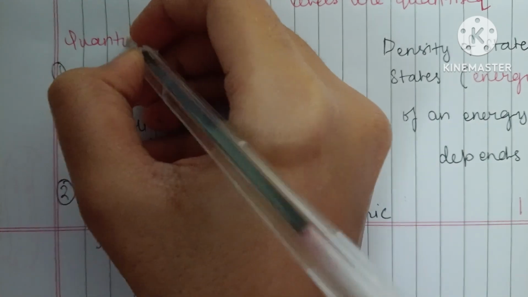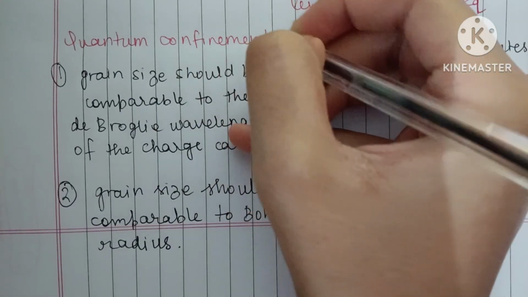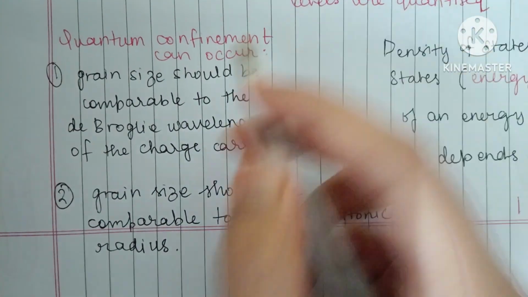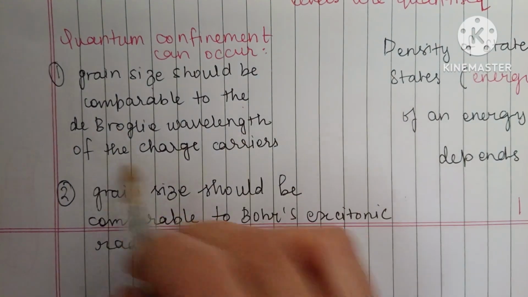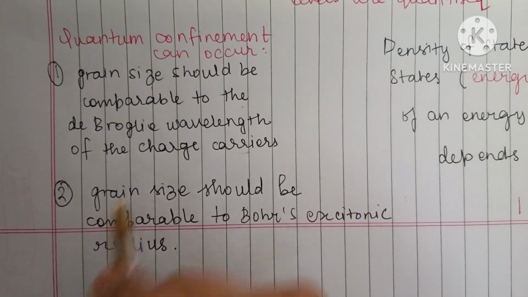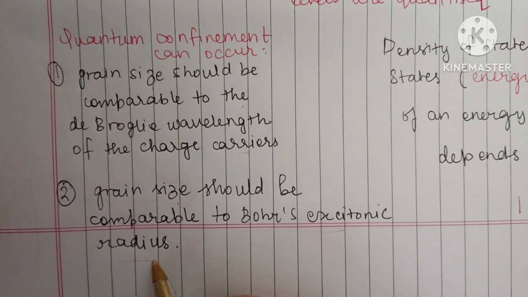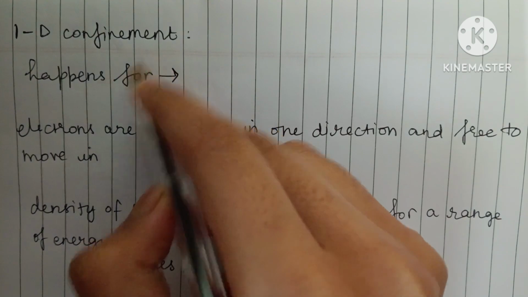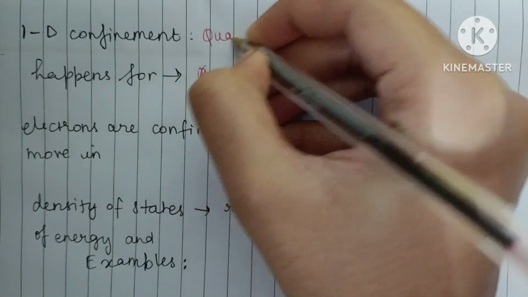Quantum confinement can occur when the grain size is comparable to the de Broglie wavelength of the charge carriers. And secondly, when the grain size is comparable to Bohr's excitonic radius. Firstly, let us talk about 1D confinement. An example of this is quantum wells.